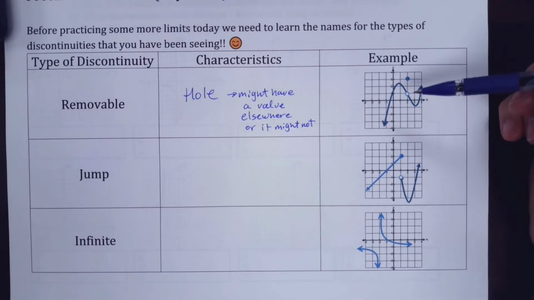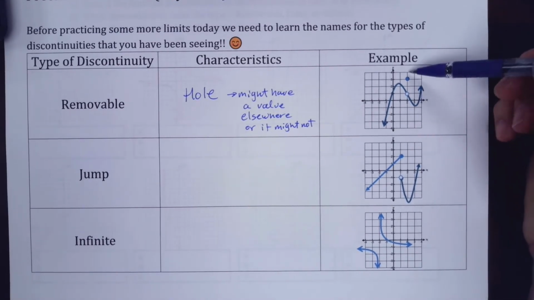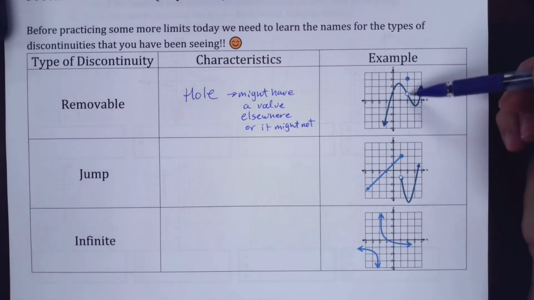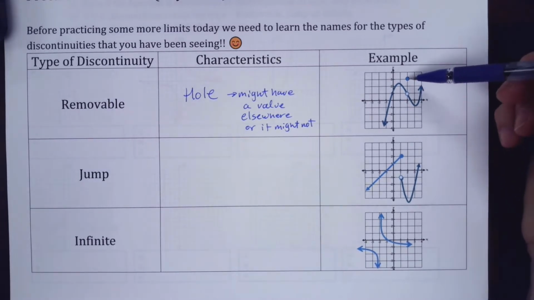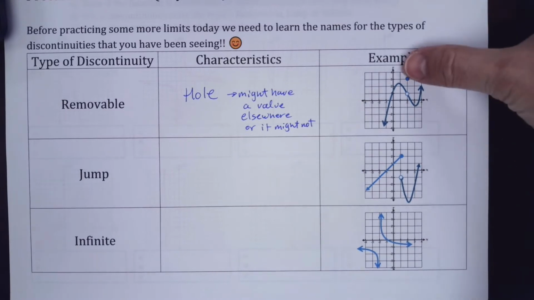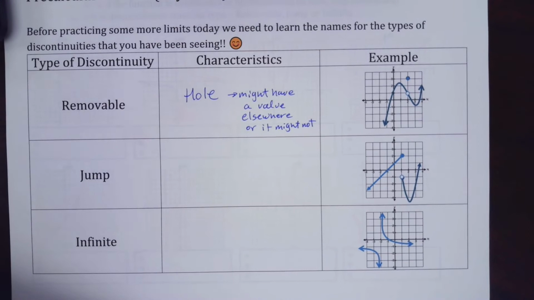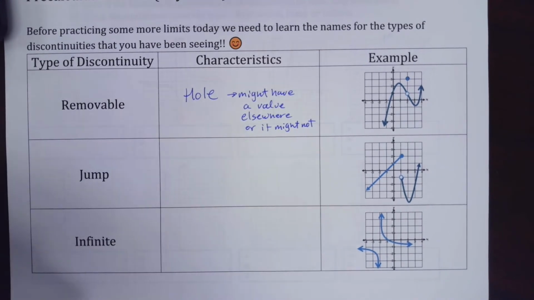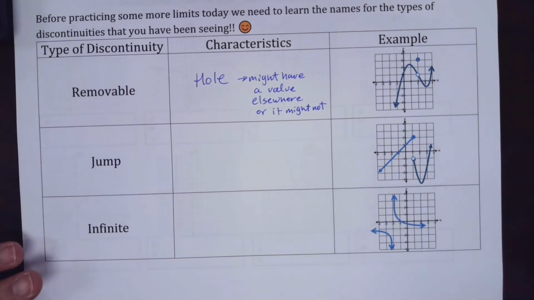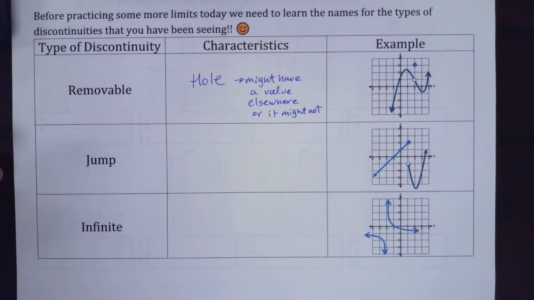So, you know, at x value 2, the function might be redefined somewhere else, or this might be missing. Okay, and it's called removable because you could fill the hole. You could remove the hole by filling it in. All right, and the next one is called a jump discontinuity, and so that's pretty simple to see.